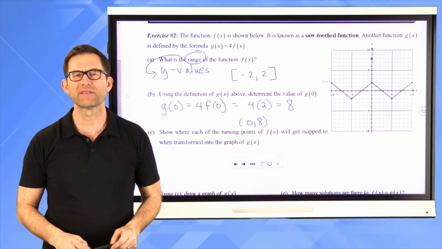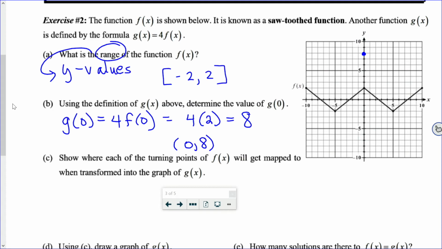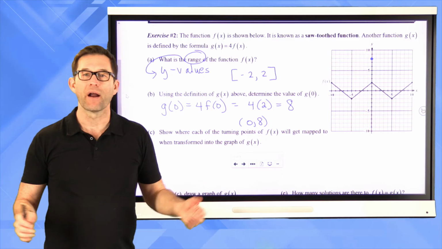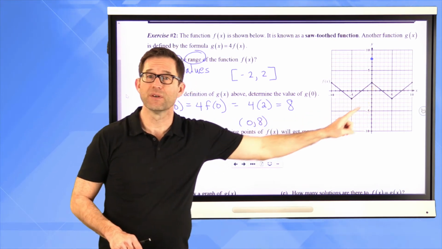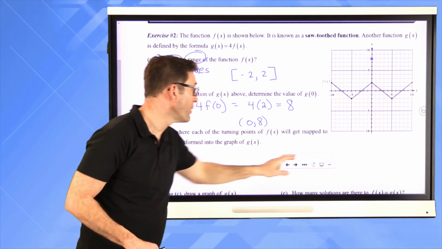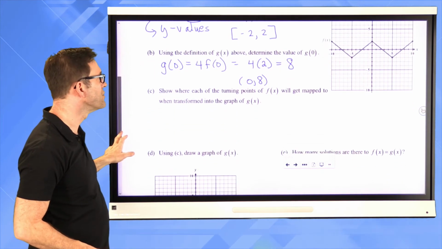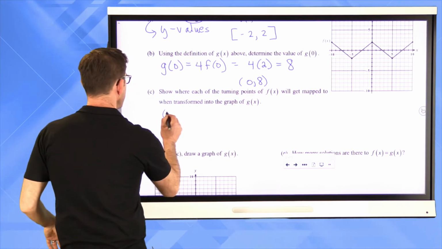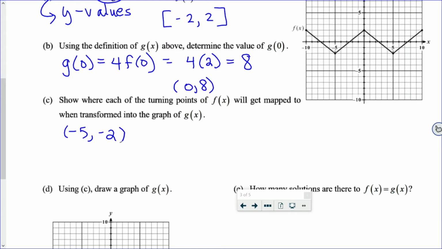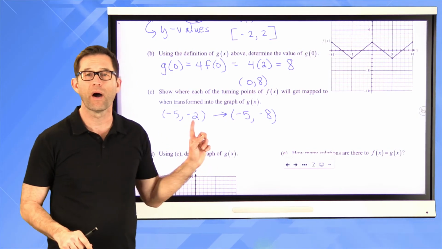So easy. Let's take a look at letter C. Show where each of the turning points of f of x will get mapped when transformed into the graph of g of x. All right, so we've only actually got 3 turning points and we already know where this one goes, okay? But we know that what's going on here is that every y value is going to get multiplied by 4. So this point here, which is at -5, -2, will end up going to -5, -8, right? I am simply going to be multiplying its y value by 4.